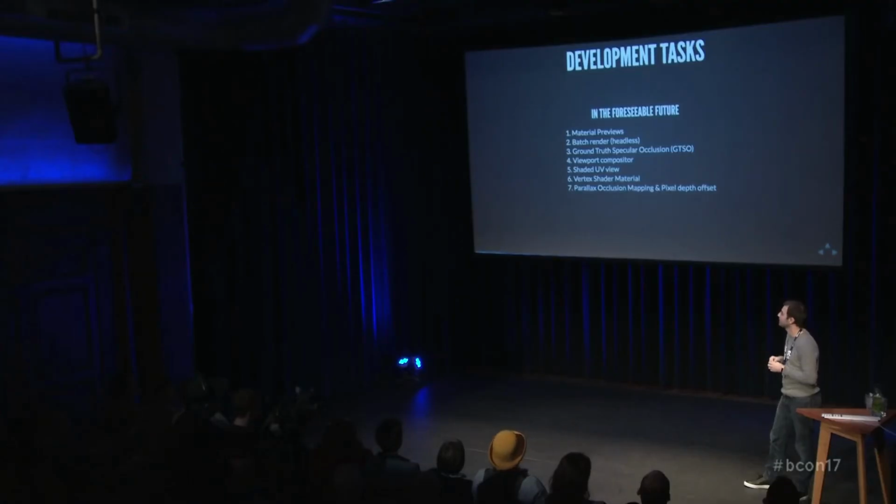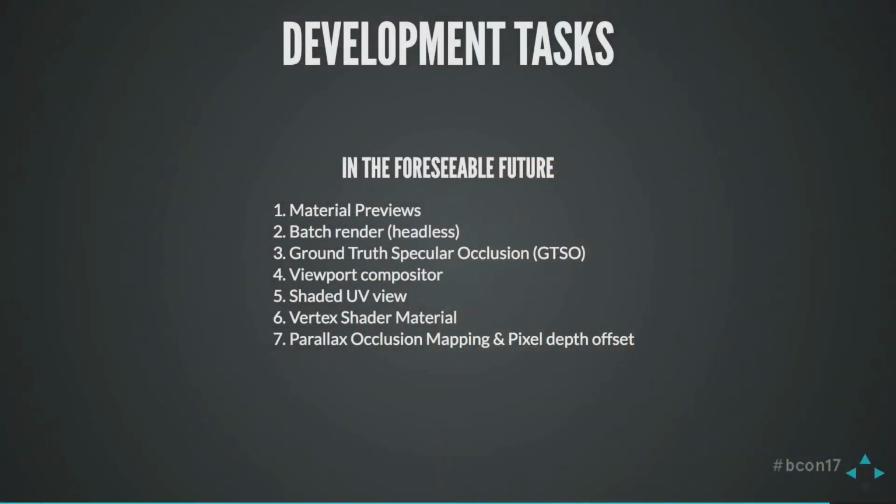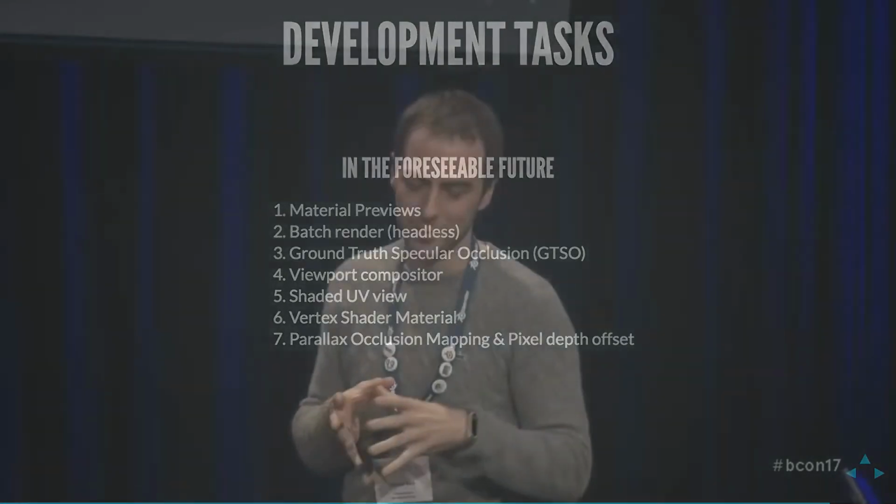The shaded UV view is when you've got a model which is shaded in the viewport, then you see all those shading effects in your UV image editor, applied on top of your drawn image. Vertex shader material is a long thing, so we should just skip that. And parallax occlusion mapping and pixel depth offset is just to have a super nice depth effect that is very cost effective, because normally you would tessellate and then have all kinds of stuff that happens on the GPU, but with parallax occlusion mapping and pixel depth offset, you have very fine methods to circumvent that and be faster.